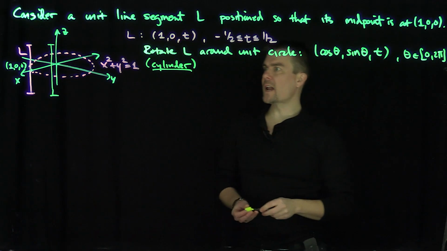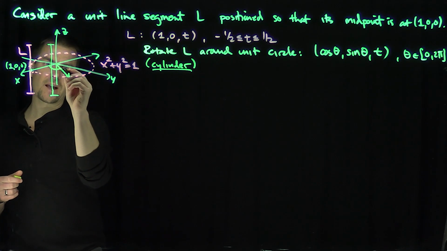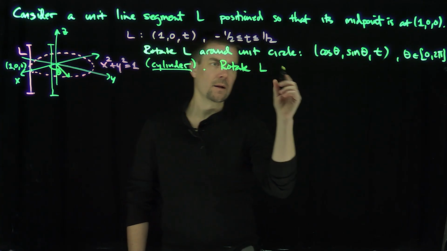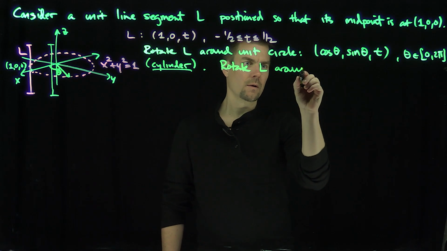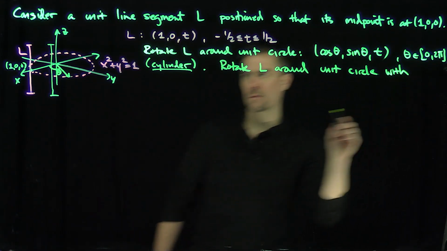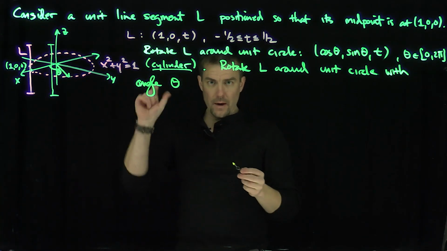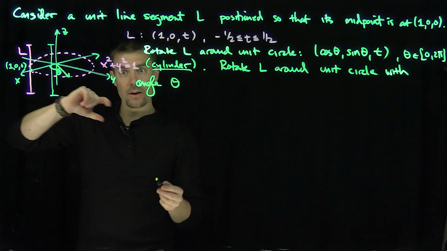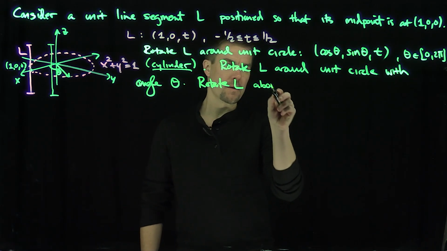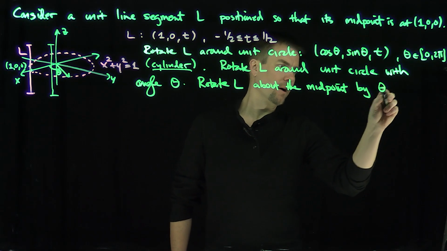But now we're going to throw in an extra catch. The catch is the following. As we rotate this line segment about an angle of theta, if this is the angle theta over here, we rotate L around the unit circle with angle theta, and then we're going to rotate L about its midpoint, parallel to the z-axis, by an angle of theta over 2.